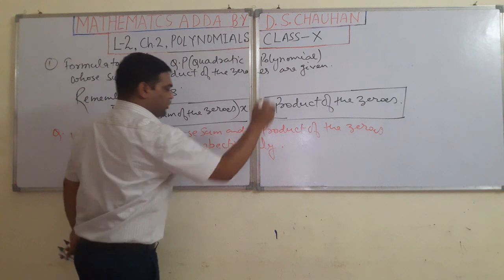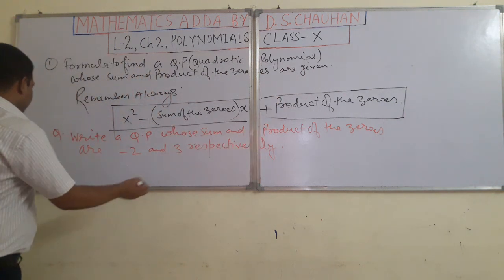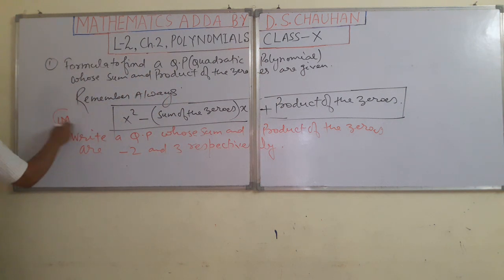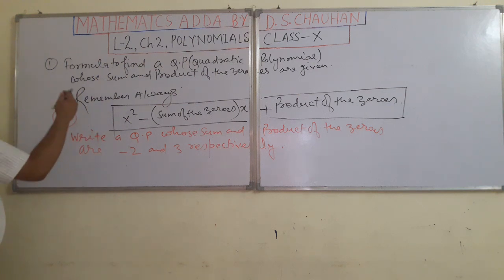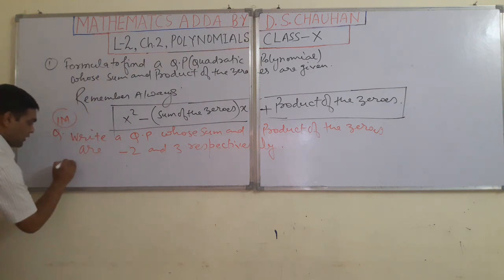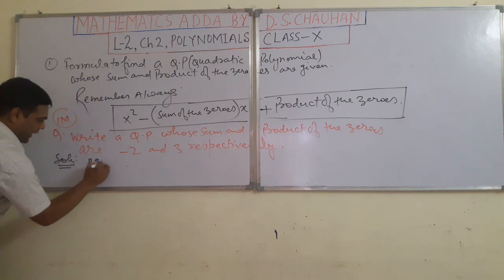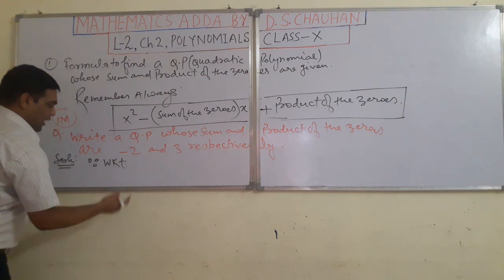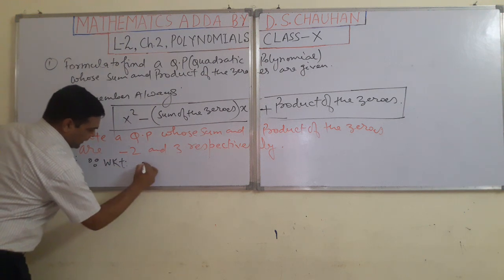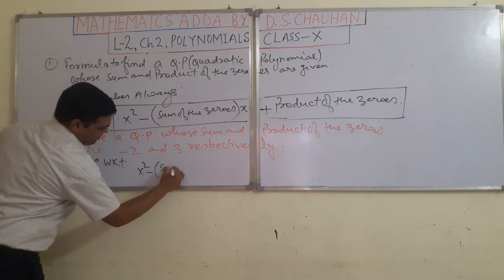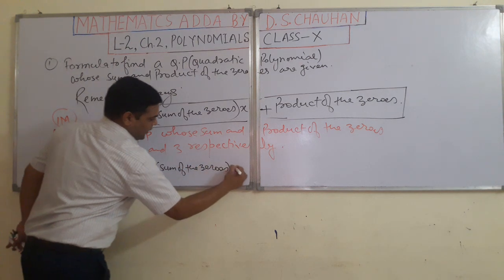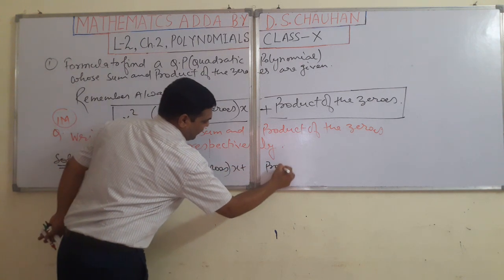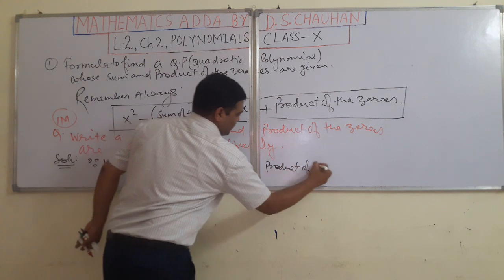So what it could be, students? This is a 1 mark question. In a 1 mark question, no need to explain more and more. So how will you proceed? I am telling. Solution. You have to write here, since we know that a quadratic polynomial is x square minus sum of the zeros into x plus product of the zeros.